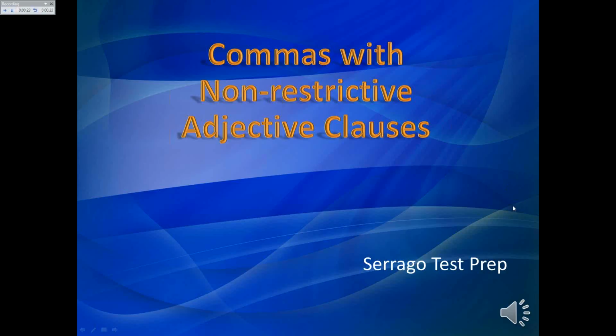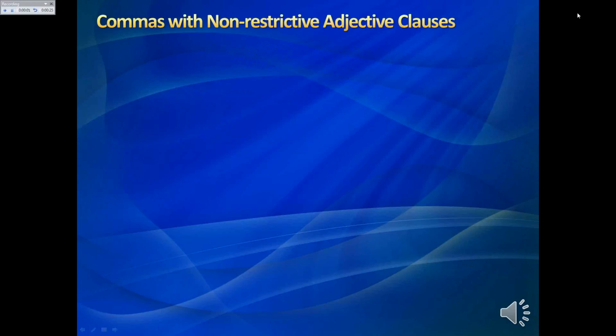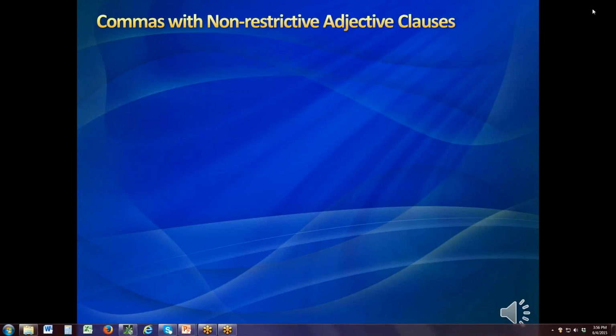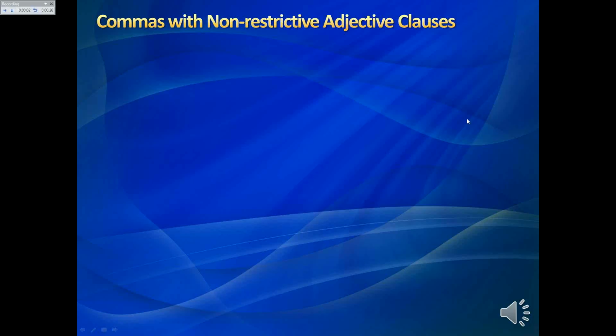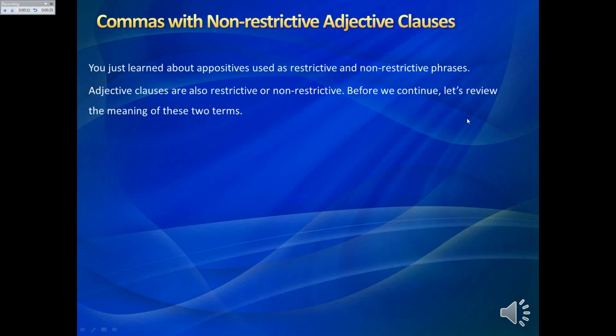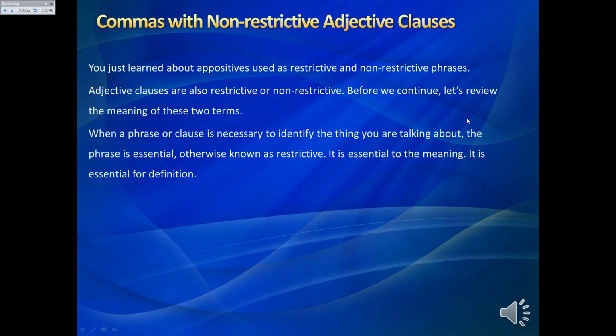So here we go. When we talk about non-restrictive adjective clauses, we are simply talking about clauses that are not necessary. So when you see this word non-restrictive, I want you to think instead not necessary. And then you ask the question, not necessary for what? Well, not necessary for identification purposes. So we've just learned about appositives, and we saw that those can be restrictive and non-restrictive. Adjective clauses can also be restrictive or non-restrictive, otherwise known as necessary or not necessary. But we still want to look at these terms and be sure you understand what it is.